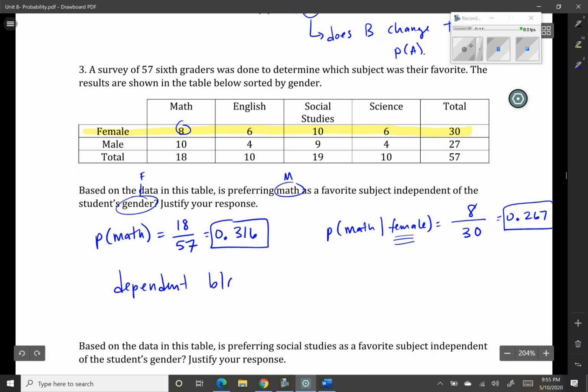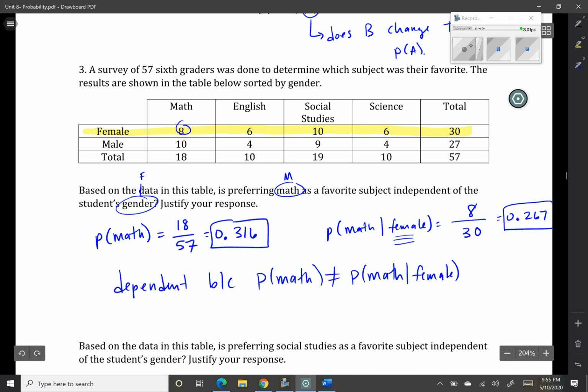And we can say that because the probability of liking math is not the same as the probability of liking math given the fact that you were female. We can clearly see that these two numbers are different. So by introducing the fact that you're a female person, it's going to decrease the likelihood of you liking math or not.